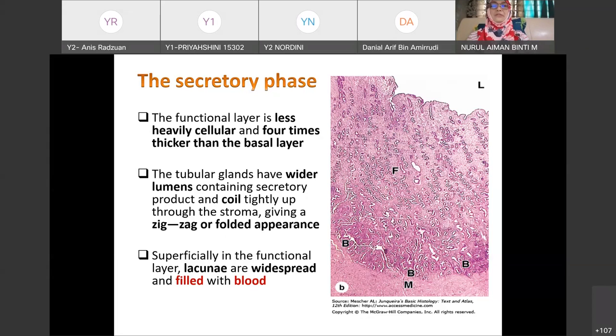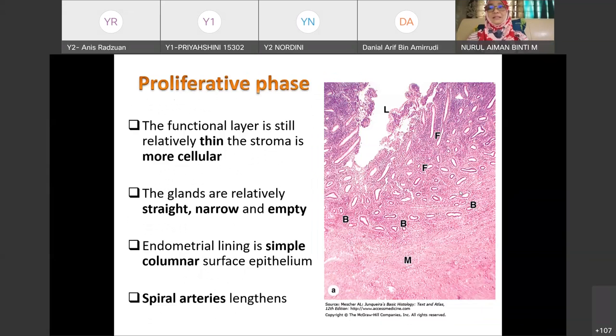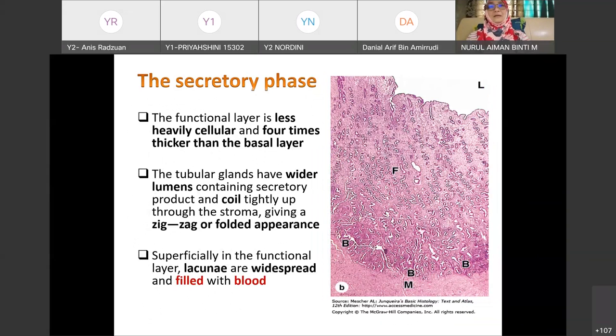This is because during the secretory phase, okay, where is the secretory phase? This is the secretory phase. At this stage, the corpus luteum is already exerting its influence on the endometrium to build up back the functional layer. Once it is built up, it becomes thick. So the endometrial glands have a zigzag appearance, which is because it is too thick, too compact, until it becomes zigzag. That's how you remember it: zigzag appearance of the glands.